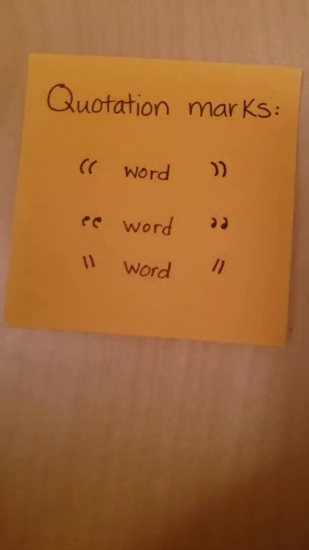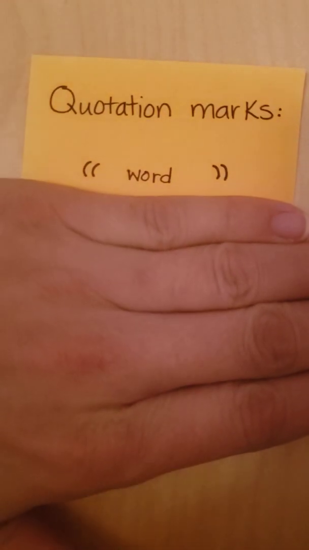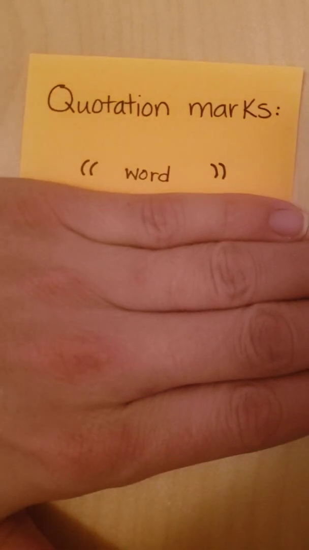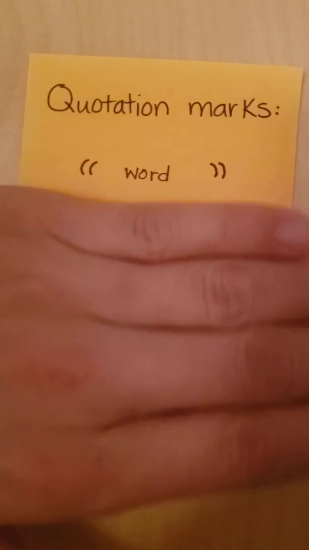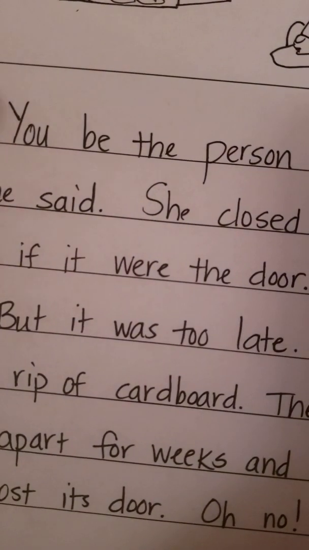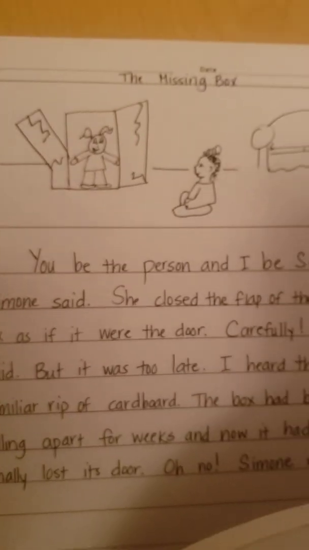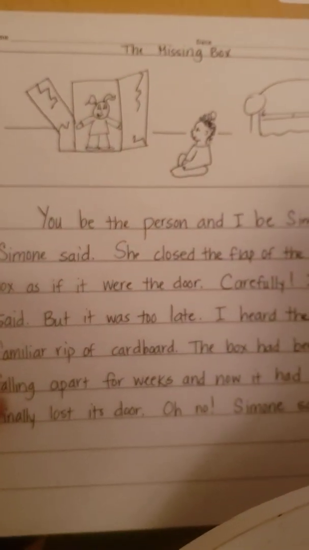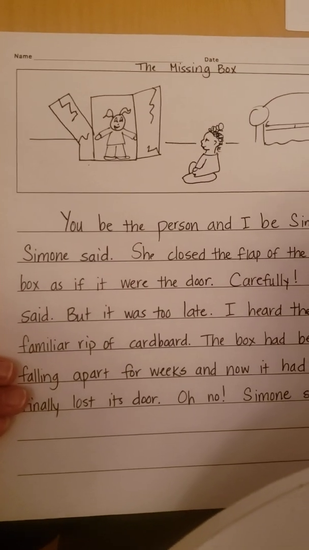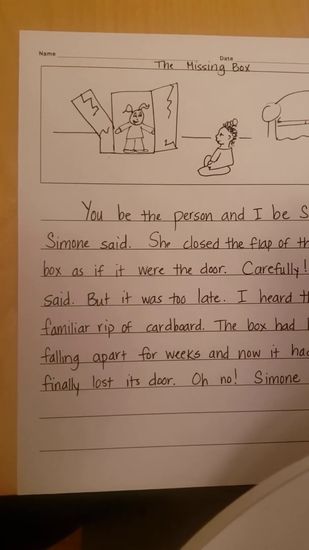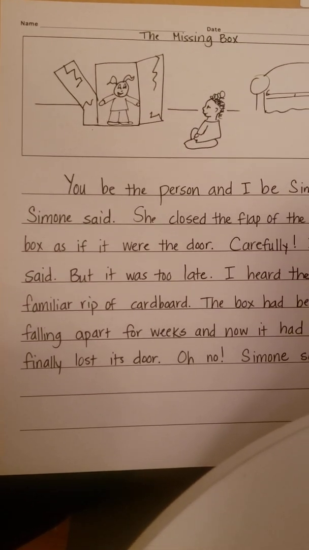So the one that I'm going to use today is this top one, because this is the one that I find is easiest for kids to use and to think about, sort of the quotation marks just hugging whatever is coming out of somebody's mouth, whatever they're saying, okay? So I'm going to share a story that I wrote called The Missing Box. And this is a story that I wrote about a box that Simone, my daughter, had been using for a long time, and it was starting to fall apart.